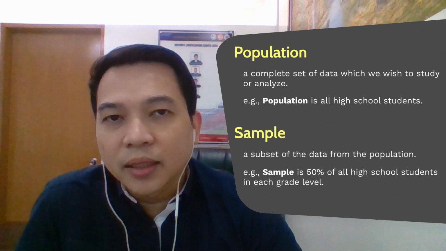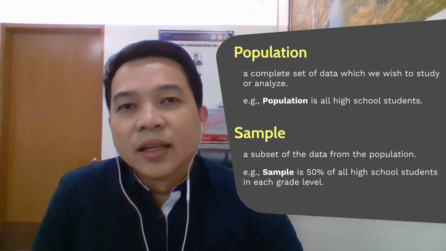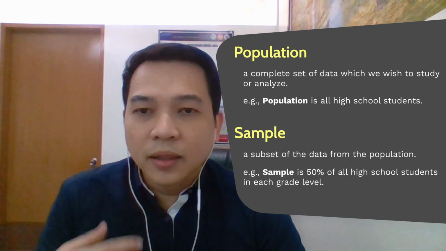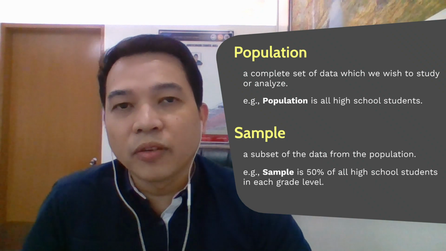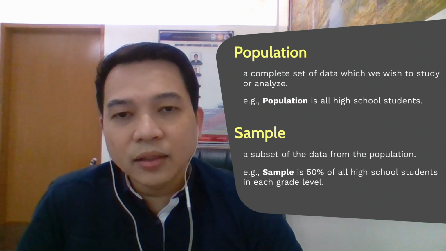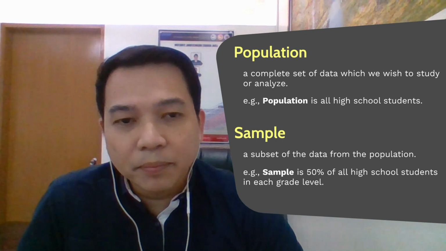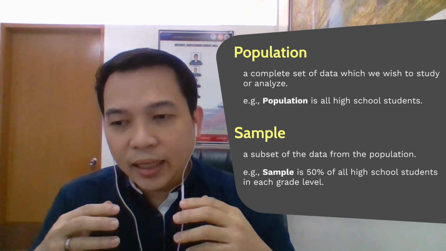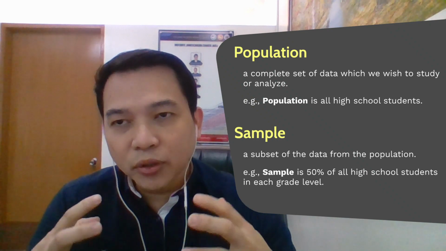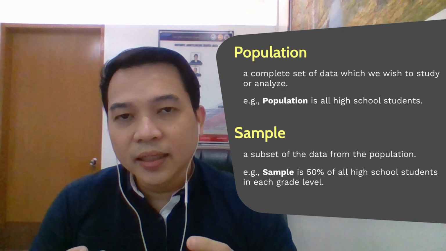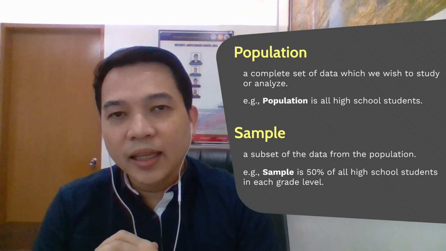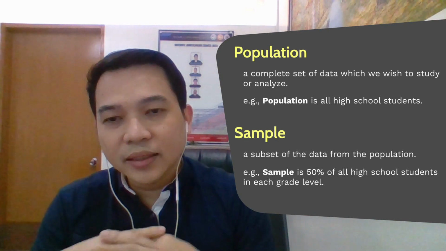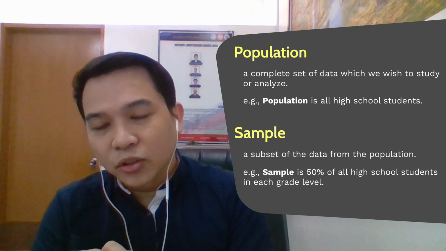For example, the entire population of students, or all the faculty members in a school or in a university, or, let's say, all the citizens of a community. So we pertain to this as the population. An example here will be all high school students. While a sample is a subset or a portion or a parcel of data coming from the population. So it might not entail the entire population, but it is extracted from the population.